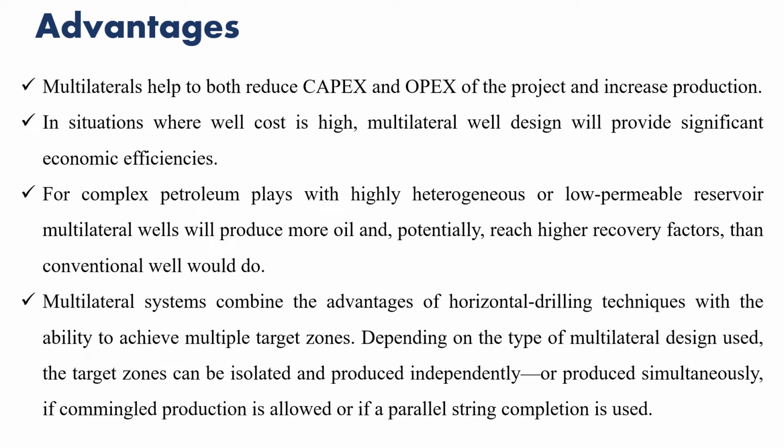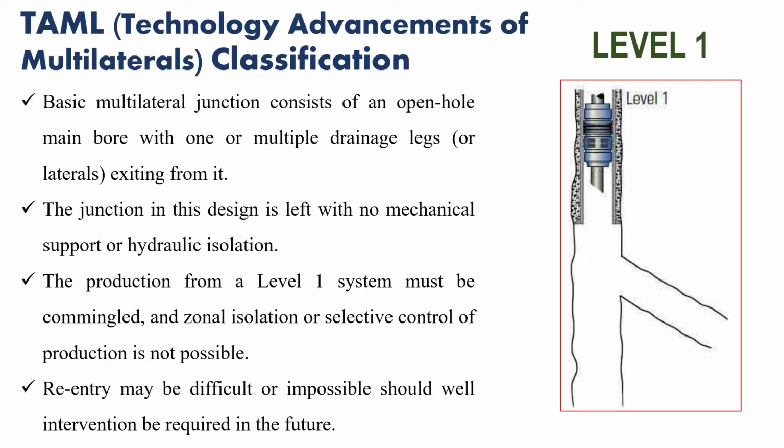So let us look at the 6 levels available. Technology advancements of multilaterals classification. Level 1. Basic multilateral junction consists of an open hole main bore with one or multiple drainage legs or laterals exiting from it. So this is an open hole main bore and these are the exiting laterals. This junction in this design is left with no mechanical support or hydraulic isolation. So there is no mechanical support for this lateral at this junction. This is the junction.